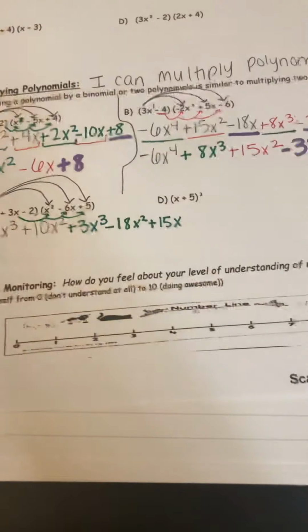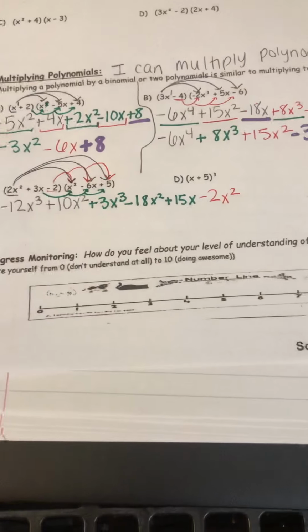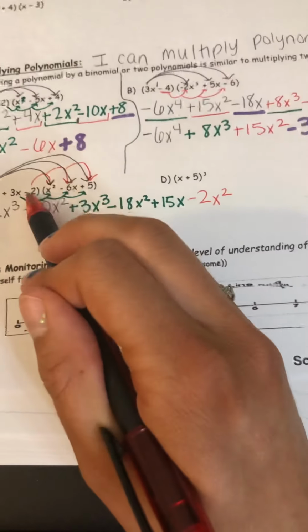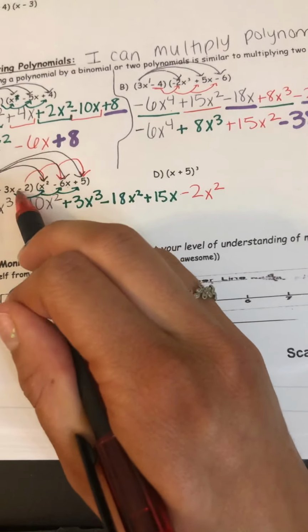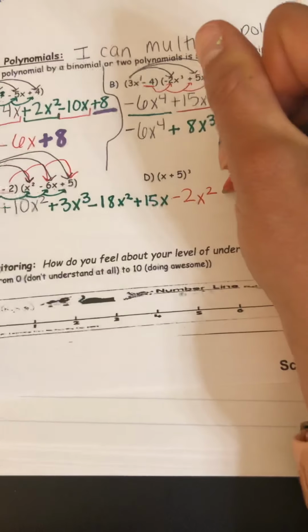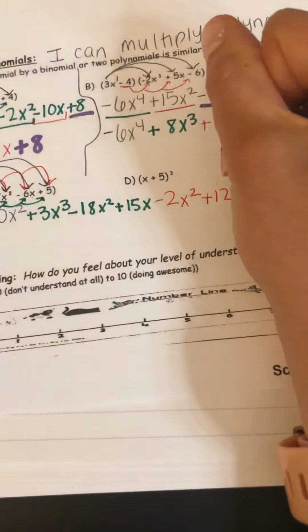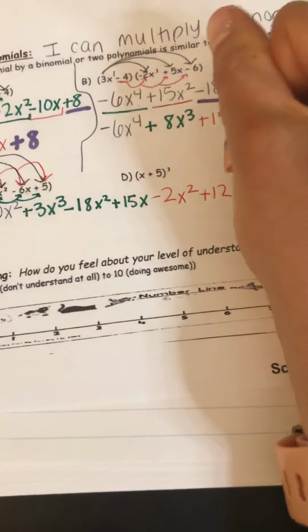Finally, and I'm going to use a different color again, I have to multiply this -2 by everything, okay? So -2 is going to go here, here, and here. -2 times x squared is -2x squared. -2 times -6x. I know that -2 times -6 is positive 12. Then there's just an x hanging out there too. And then finally, -2 times positive 5 is -10.